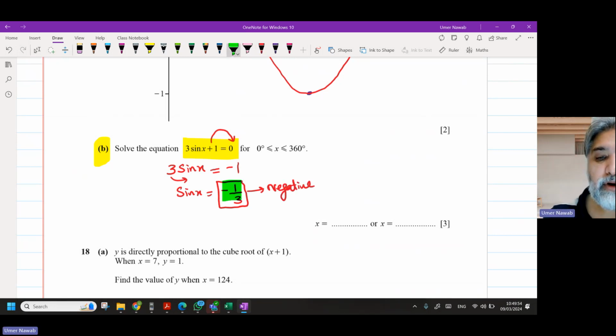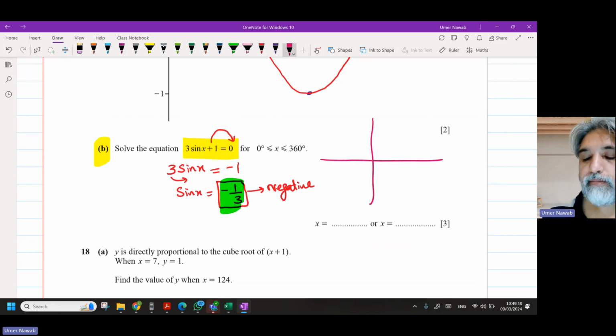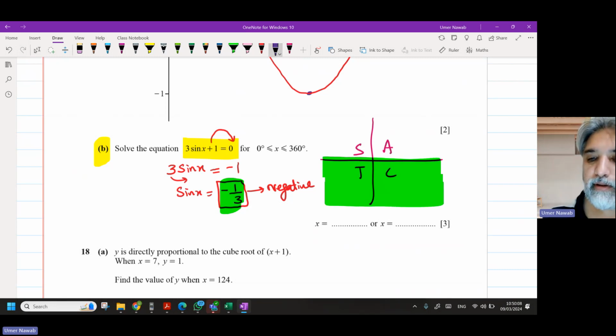Now my output is negative. If your output is negative, I will draw the quadrant diagram and write ASTC. Sine is negative in the third and the fourth quadrant. This is my third quadrant and this is my fourth quadrant. I can get my basic angle by sending the sine to the other side. So shift sine 1 over 3.